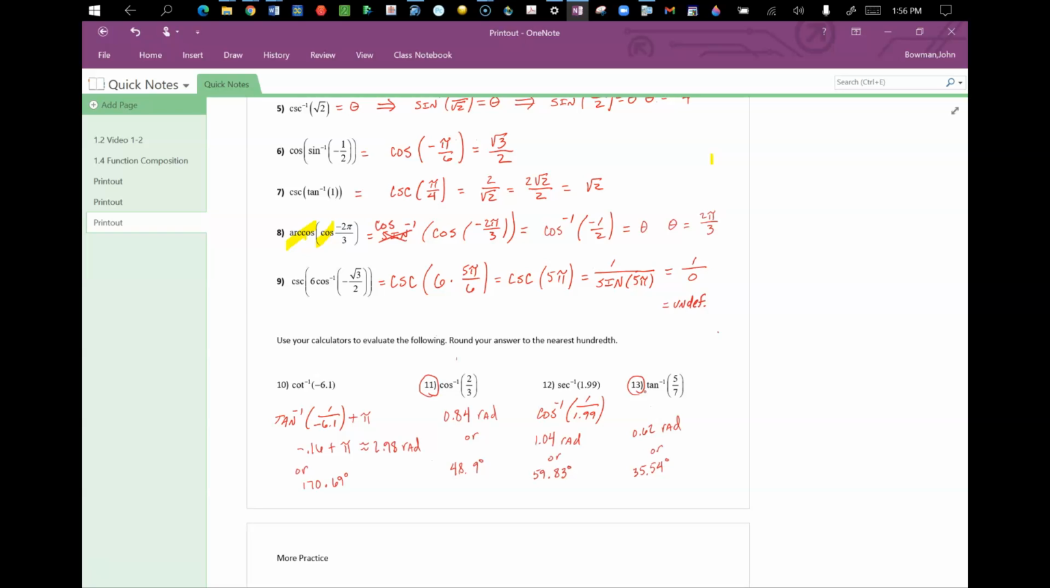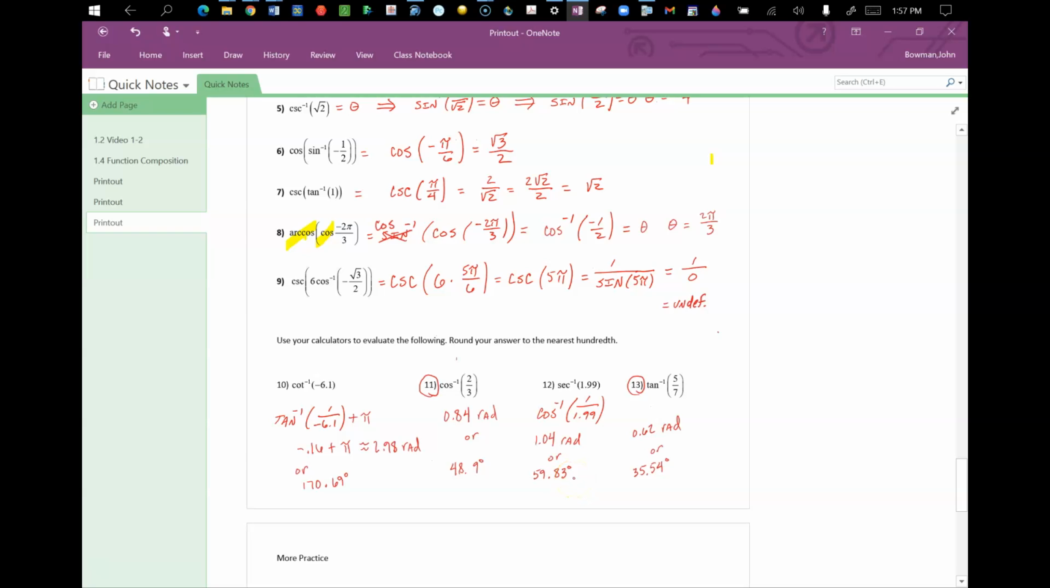The ones that are tricky are like number 10 and number 12. There is not an inverse cotangent button on your calculator. And number 12, there's not an inverse secant button on your calculator. So let's take number 12 first, and then we'll move on to number 10, which is actually a little bit harder. The secant is the reciprocal of the cosine. So if I'm trying to find the inverse secant of 1.99, what I can do is I can find the inverse cosine of 1 over 1.99, and I get 1.04 radians, or about 59.860 degrees.